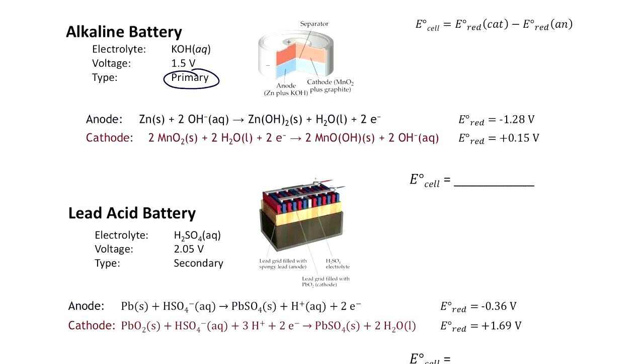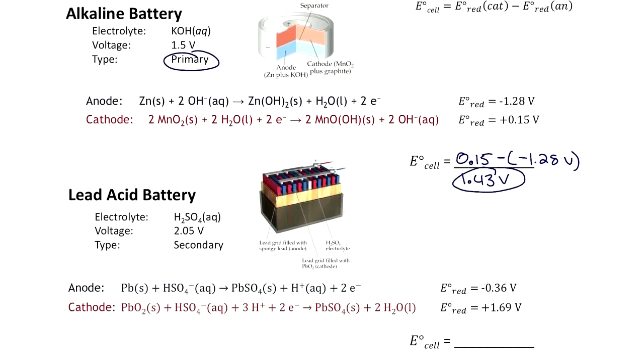So I give you the half reactions, I tell you the anode and the cathode. Tell me, what is the predicted cell potential at standard conditions for an alkaline battery? So it's cathode minus anode, so it's positive 0.15 minus negative 1.28 volts. And so we see that for an alkaline battery, the predicted cell potential is 1.43 volts. Right, cathode minus anode.